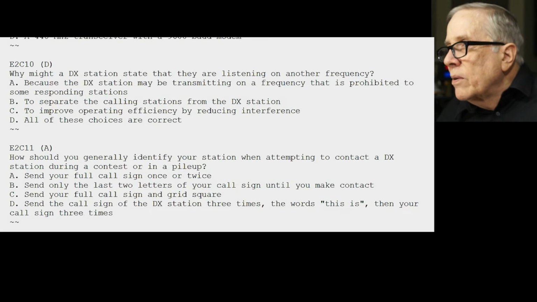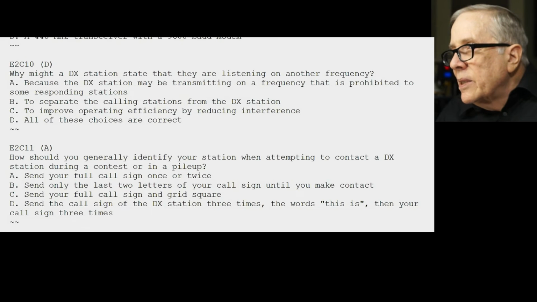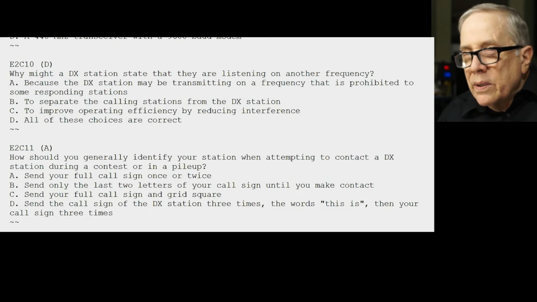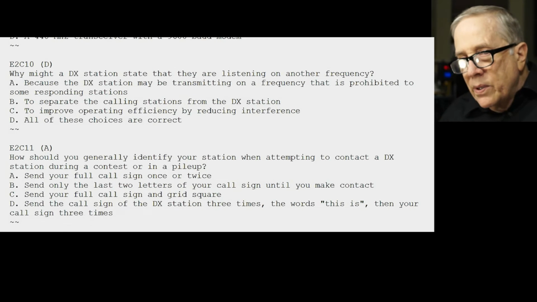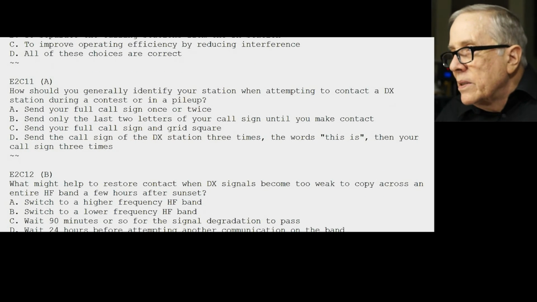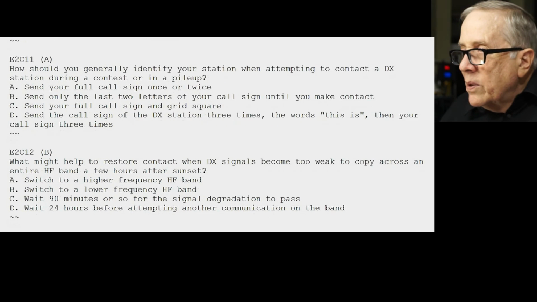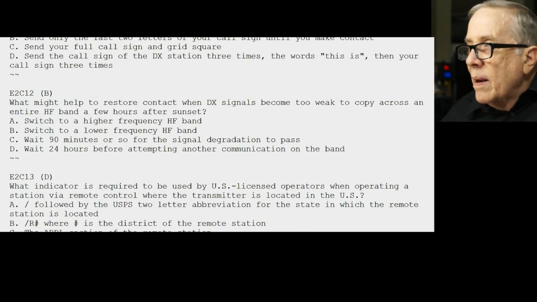E2C11, how should you generally identify your station when attempting to contact a DX station during a contest or in a pileup? It says send your full call sign once or twice. There are a lot of DX stations that really don't want to hear just Lima Golf. They want the complete call sign. So that's generally true. But there are times when I've just stabbed in Lima Golf and broken the pileup.